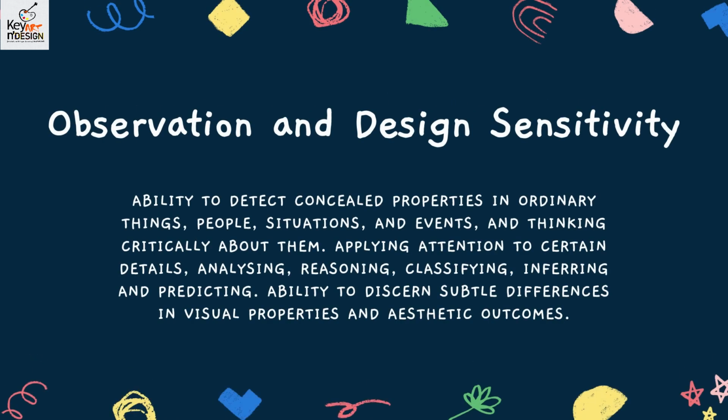Observation and design sensitivity: ability to detect concealed properties in ordinary things, people, situations, and events, and thinking critically about them, applying attention to certain details, analyzing, reasoning, classifying, inferring, and predicting, ability to discern subtle differences in visual properties and aesthetic outcomes.